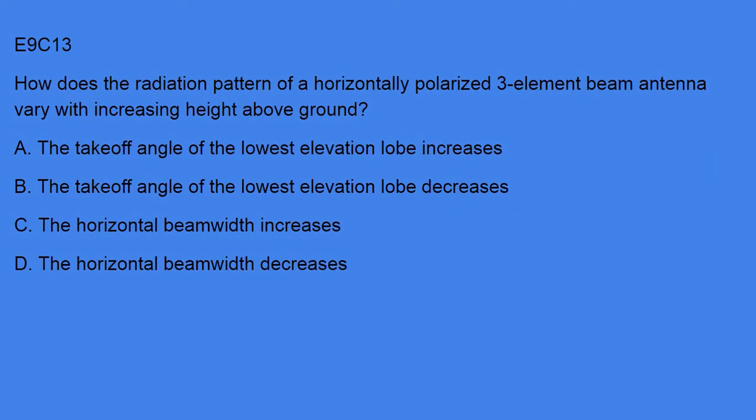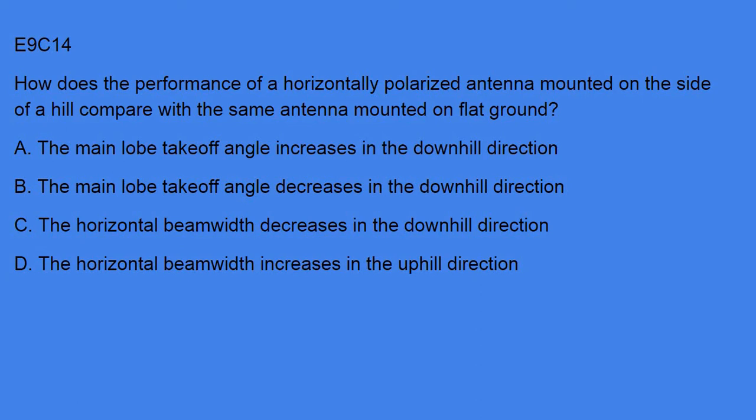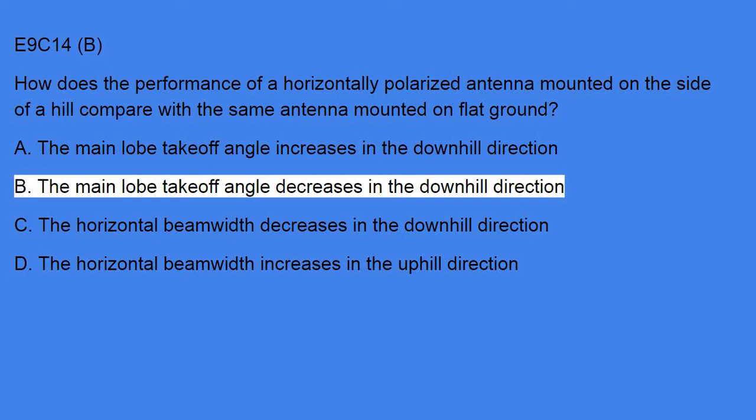E9C13, how does the radiation pattern of a horizontally polarized 3-element beam antenna vary with increasing height above ground? That is, the takeoff angle of the lowest elevation lobe decreases. E9C14, how does the performance of a horizontally polarized antenna mounted on the side of a hill compare to the same antenna mounted on flat ground? The main lobe takeoff angle decreases in the downhill direction.